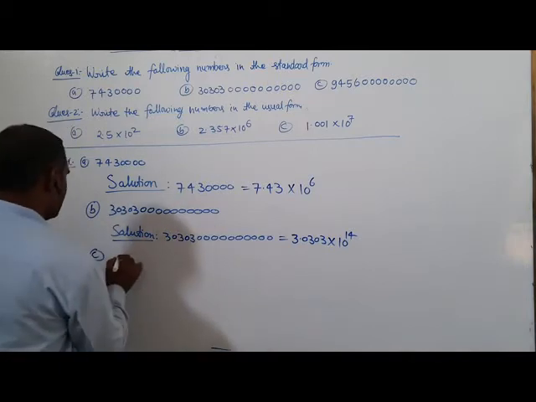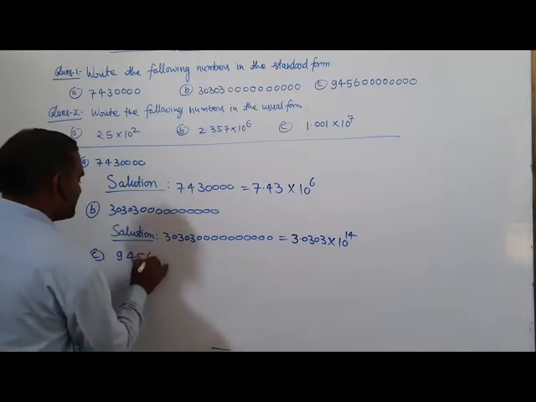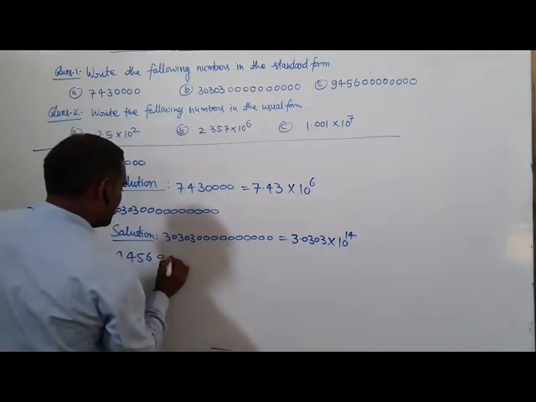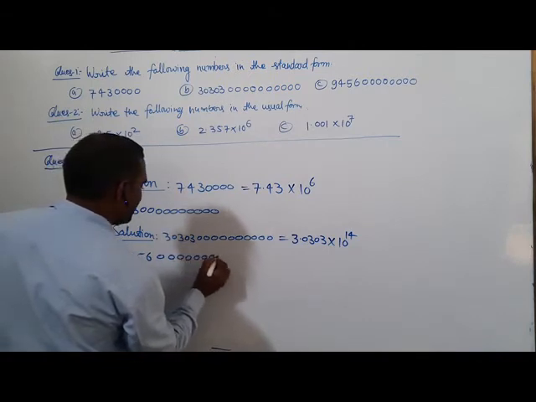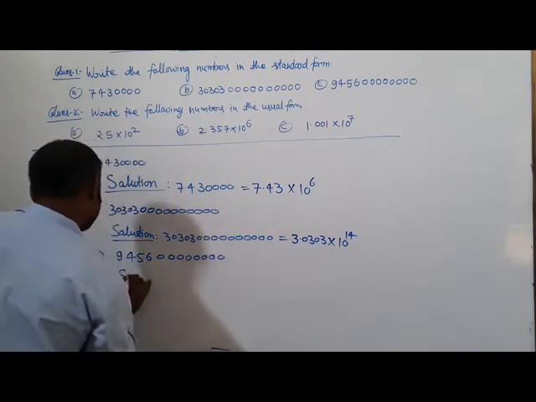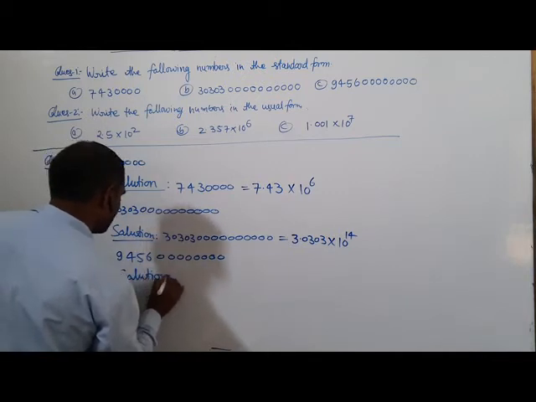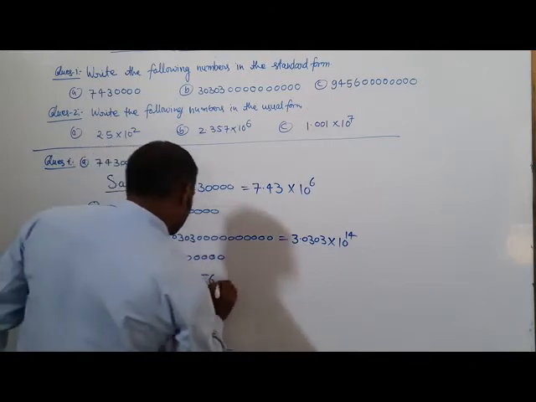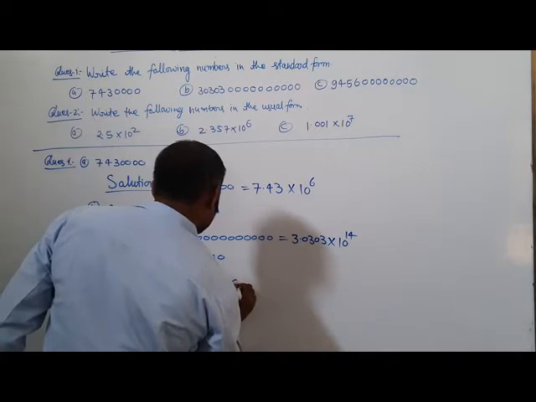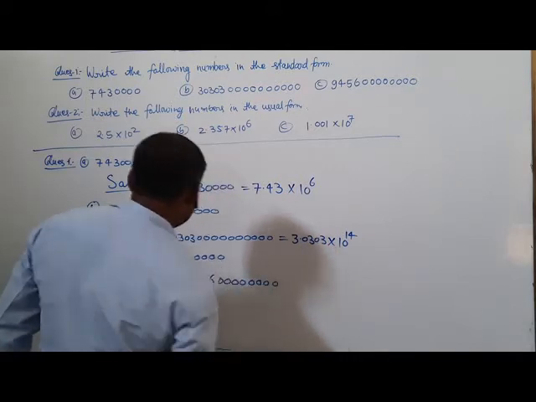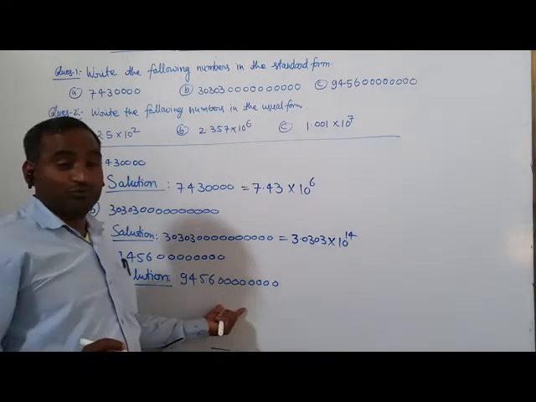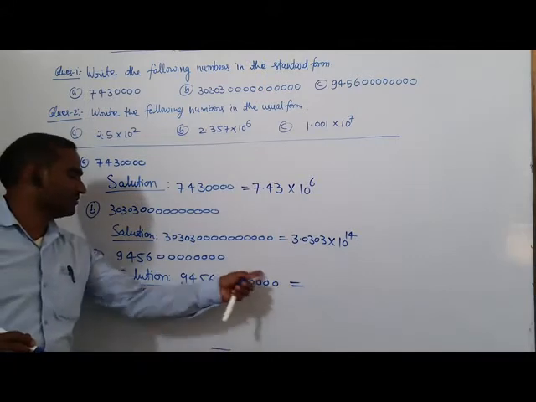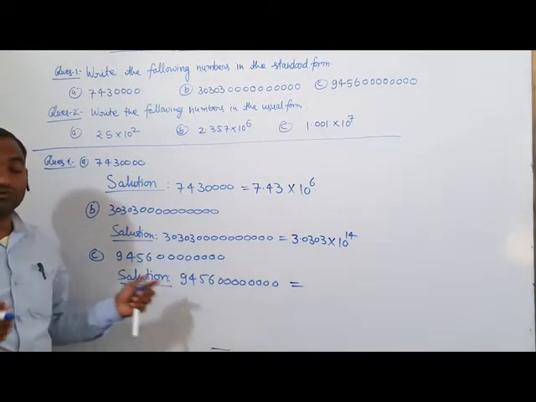C is 9456 followed by 12345678 digits. Solution: 9456. Now we have to write the standard form. You have to convert this so that the value of this should be between 1 and 9.